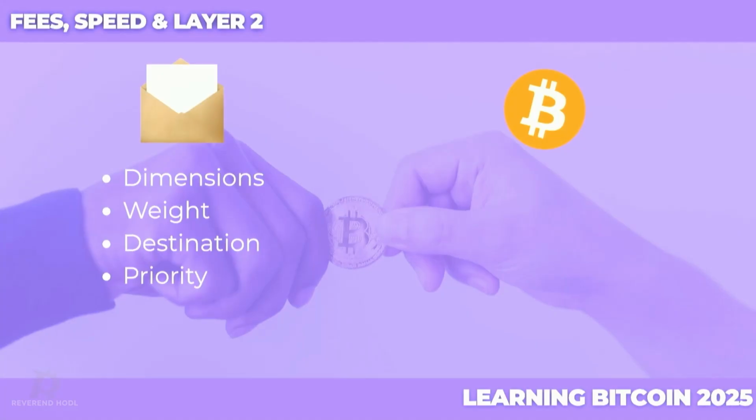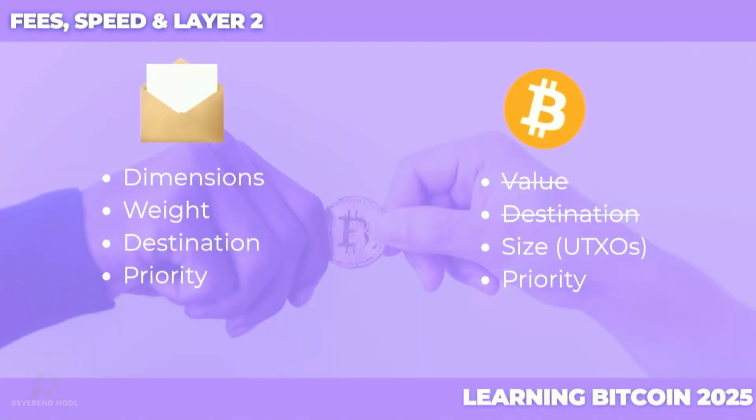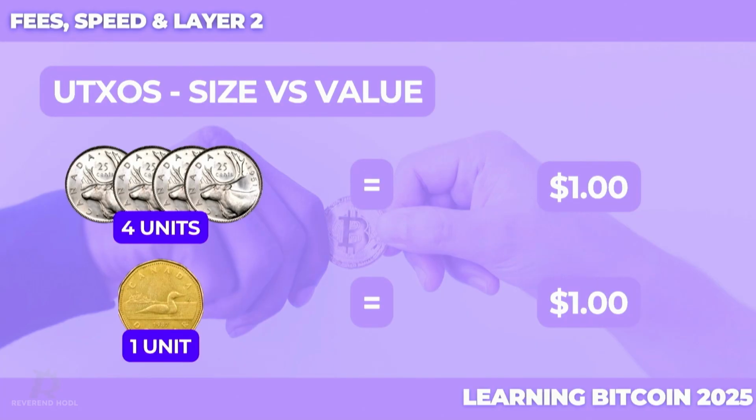Bitcoin's different, though. With Bitcoin, it doesn't matter what the value of the transaction is. It doesn't matter either about the destination. What matters is the size of the transaction, not the value, but the size of the transaction and the priority. So we can see some similarities, but we can also see some differences. And this is the point of the workshop. I want to show you how it's the same, but different. So let's have a look at this idea of what is size and what is value, because this is what people sometimes struggle to understand with Bitcoin.